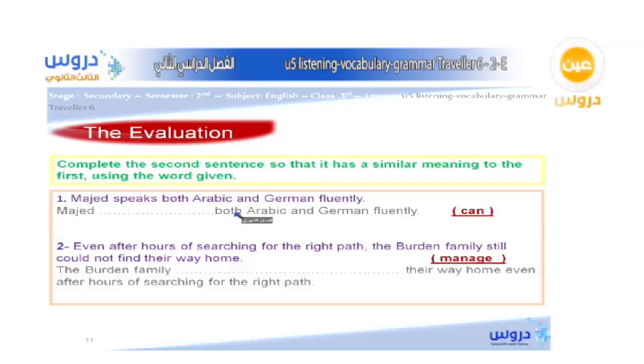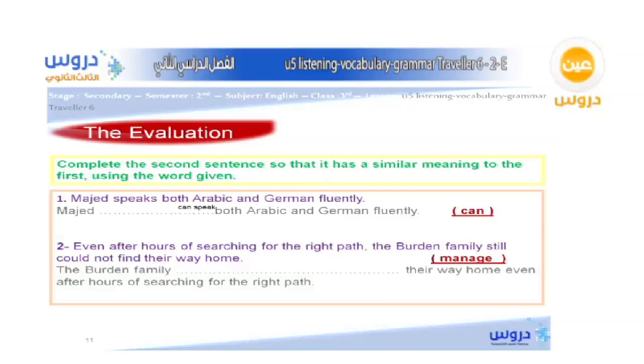Majid both Arabic can speak. Okay, that sounds great. Okay, what about the second? I'm going to write you a sentence. Even after hours of searching for the right path, the Burton family still couldn't find their way home. The Burton family, the word is managed. Their way home, even after hours of search.